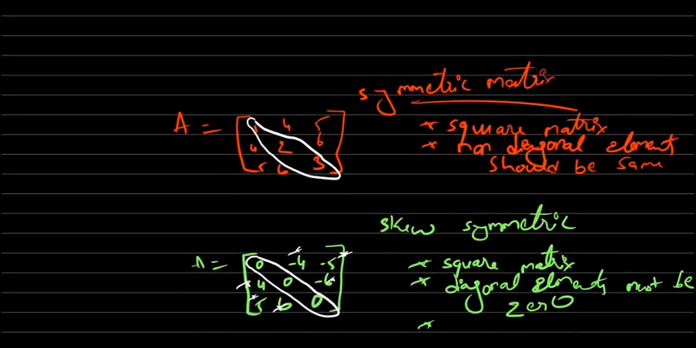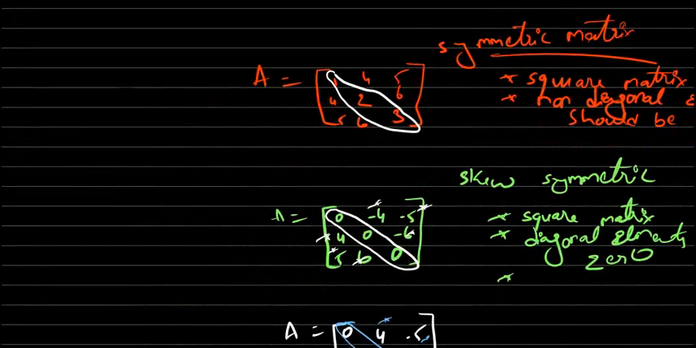They have given one thing, A equal to A dash. If you consider A here, and I take the same thing as A dash, A dash in the sense A to the power T. A to the power T is the transpose matrix of A, which means you need to change rows to columns and columns to rows.